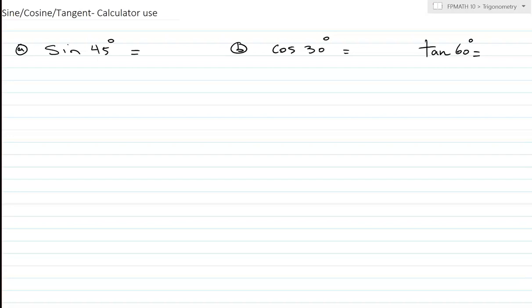So here's the first thing. Let's go ahead and calculate some of these values together: sine of 45 degrees, cos of 30 degrees, and tangent of 60 degrees. The very first thing is this. If I write sine on its own like that, it does not mean the sine ratio. It's not a trigonometric ratio. I must have a degree in here, or must have a value.